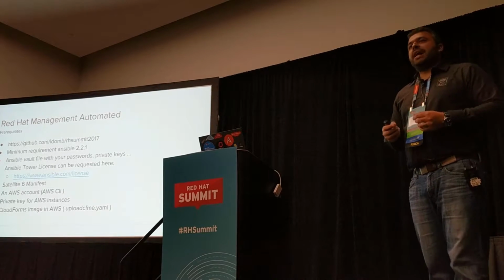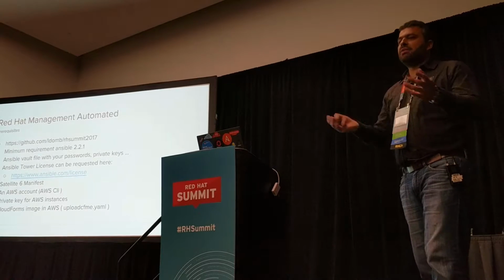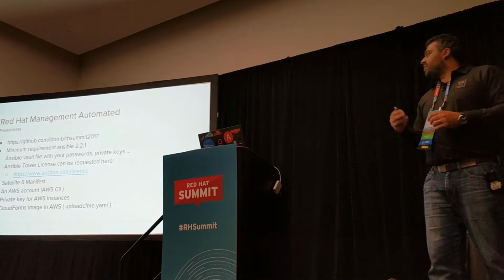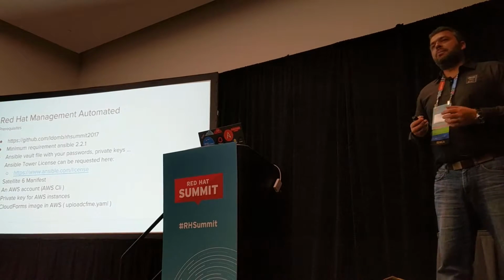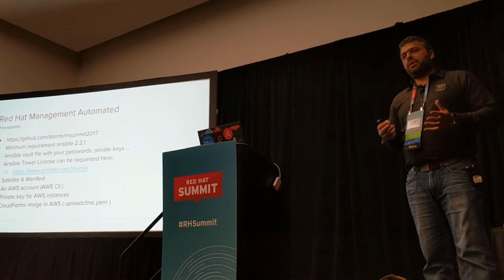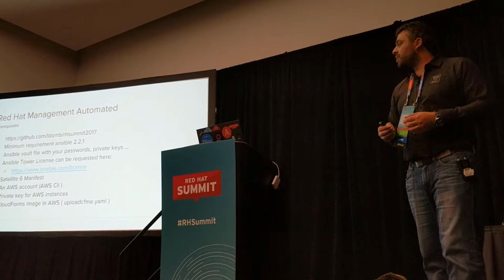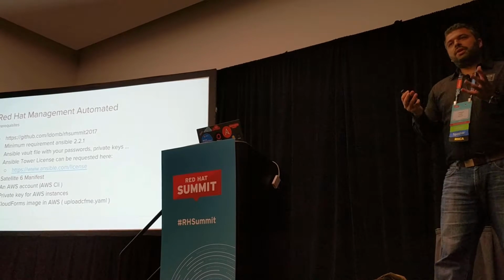Essentially, you need at least Ansible 2.2.1. You're going to need an Ansible license. You can get a trial license, and this is going to get uploaded during the install. The same for the Satellite 6 manifest. Of course, you need an AWS account as well, where you have enough credentials. And I also wrote an Ansible playbook, which uploads the CloudForms image and converts it into an AMI once it's there. So you have the entire solution.